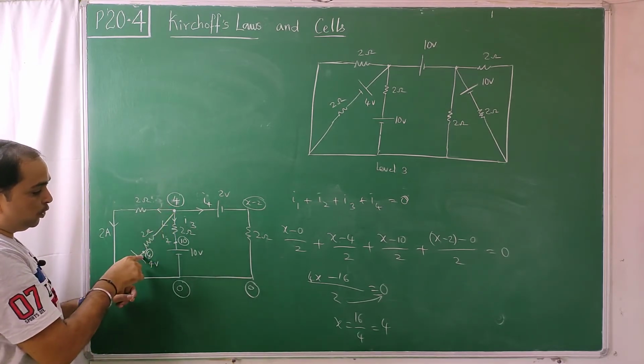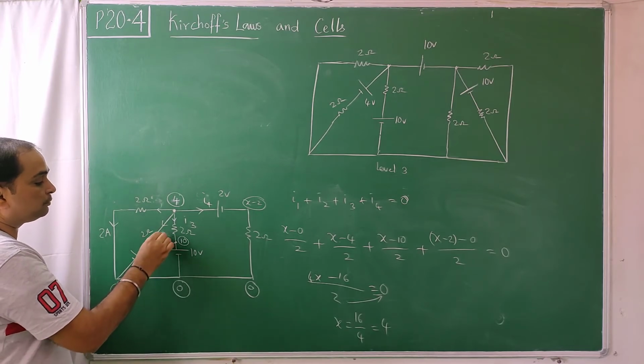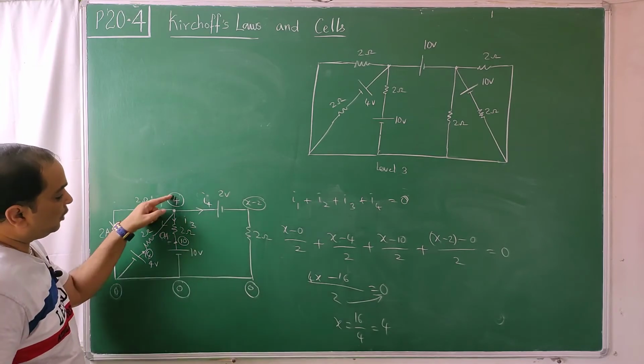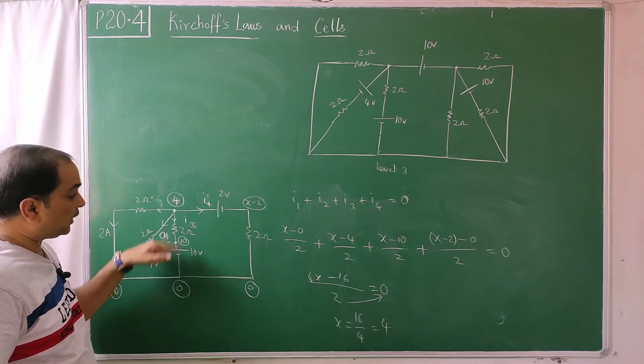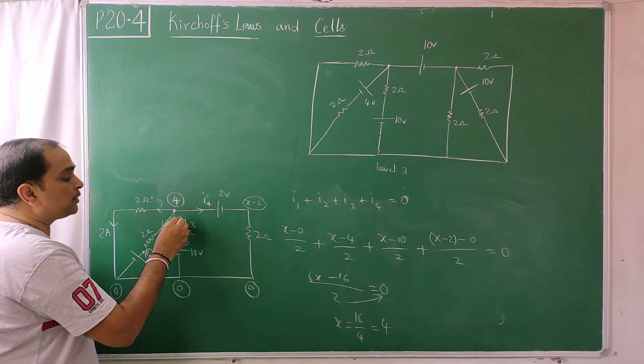4 minus 4, so current in this should be 0 amps. Current will not flow through this. 4 minus 10 cannot happen because 4 is low, 10 is high. So current should come like this: 10 minus 4 by 2, 6 by 2. This is 3 amperes.